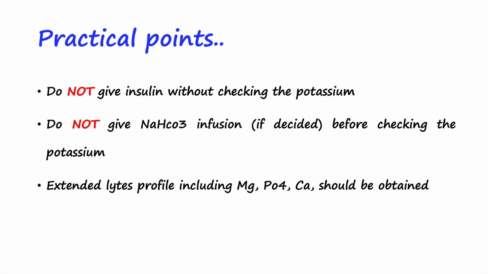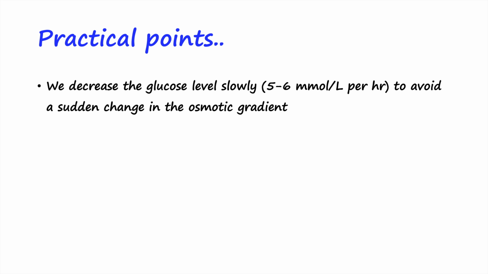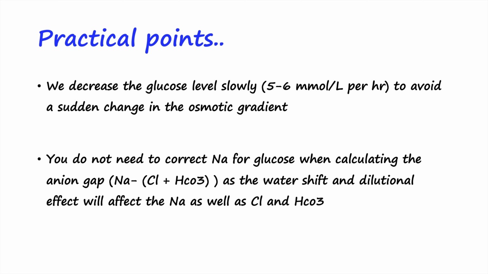An extended lytes profile, including magnesium, phosphate, and calcium, should be obtained. We decrease the glucose level slowly to avoid a sudden change in the osmotic gradient and subsequent cerebral edema. You don't need to correct sodium for glucose when calculating the anion gap, as the water shift and dilutional effect will affect both sides of the equation, the sodium as well as chloride and bicarbonate.